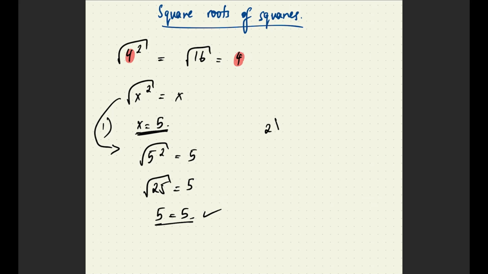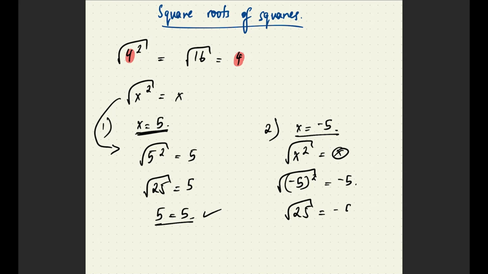Now in the second example, let's have x equal to minus 5. If I plug minus 5 into this statement that so far we believe was true, let's see what happens. I'd have the square root of minus 5 squared equals x, and in this case x is equal to minus 5. So minus 5 squared is minus 5 times minus 5, which is positive 25. And the square root of 25 is just 5, so it eventually gives me 5 equals negative 5. So definitely this is not true, because 5 is not equal to negative 5.